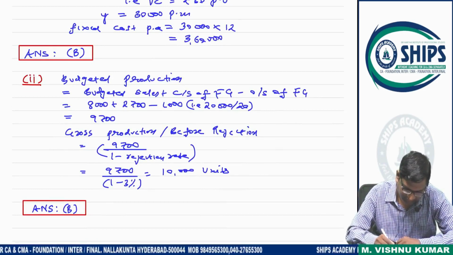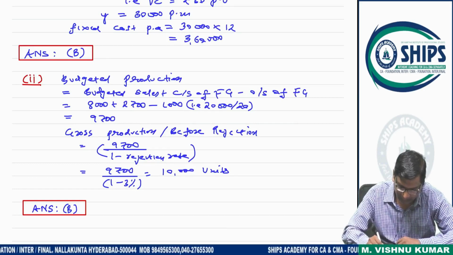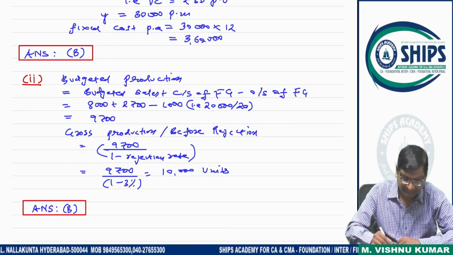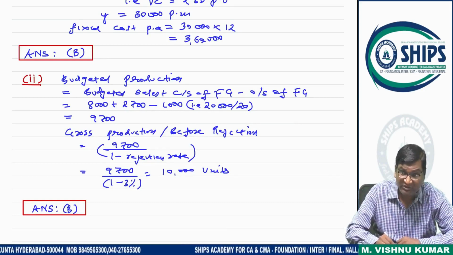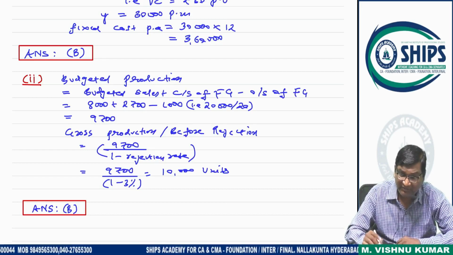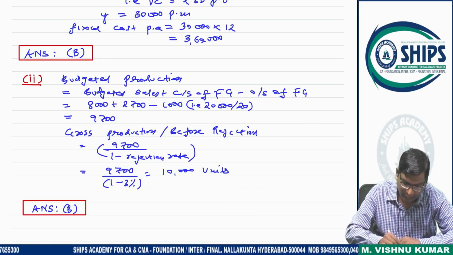The budgeted production is equal to budgeted sales plus closing stock of finished goods minus opening stock of finished goods. Budgeted sales 8,000 units, closing stock 2,700 units already given. Now opening stock 20,000 rupees given at the rate of 20, so 20,000 divided by 20. So your budgeted production is 9,700.